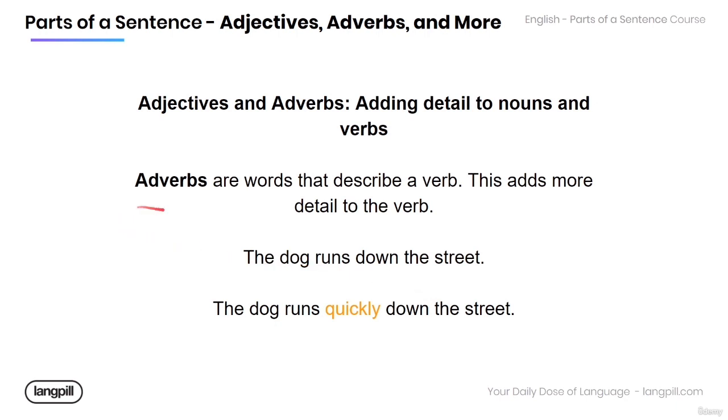The other one was adverbs, and these describe a verb. So you have adjectives for nouns and adverbs for verbs. So we have our basic sentence: the dog runs down the street, and we change this by adding an adverb here: the dog runs quickly down the street. Now we have this adverb here, quickly, and it's telling us how the dog is running. So now I know the dog is running fast.